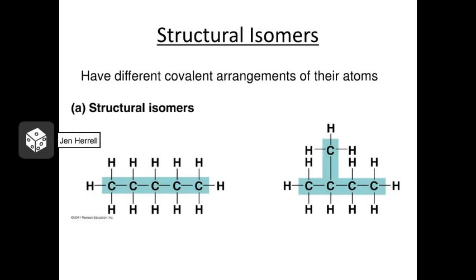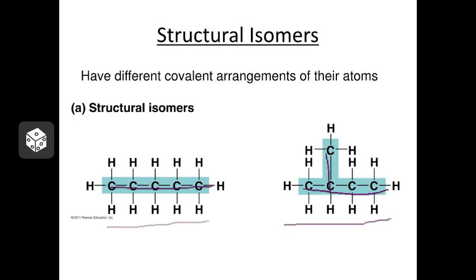First, we have structural isomers. Again, structural isomers contain the same number and type of atoms, but the bonds between those atoms are different so that you get two different structures. Here, for instance, we have two molecules. They have the same number and type of atoms, but they're arranged very differently. This one is arranged as a straight chain, whereas this one has a branch in it.